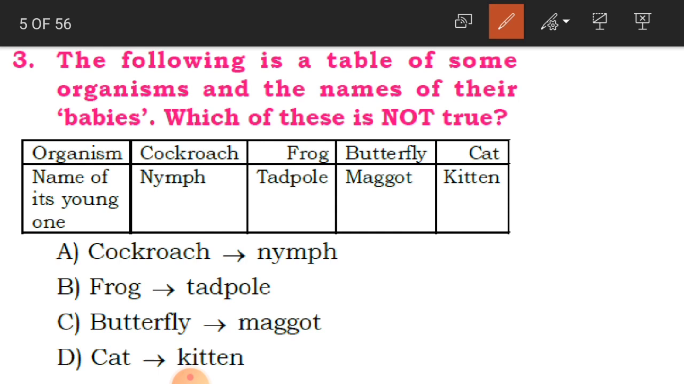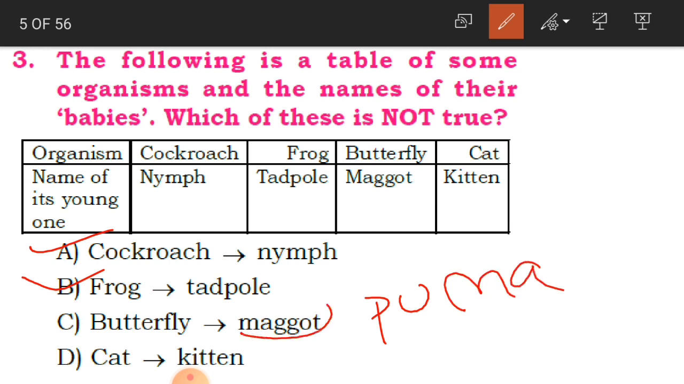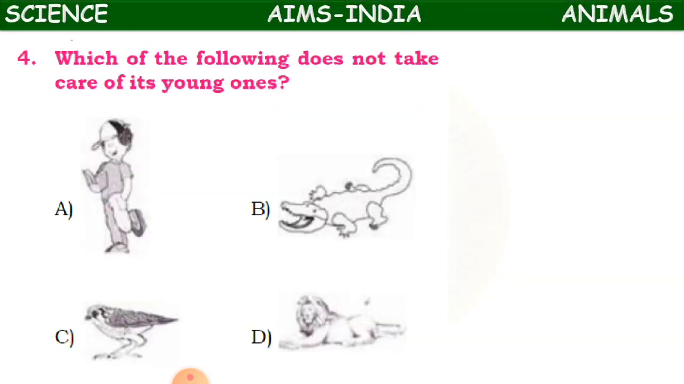Yes, A is correct. B is also correct. But C is wrong. Butterfly young one is called a pupa. It is not maggot. Okay children, and cat young one is called kitten. So A, B and D options are correct, whereas C is wrong. Okay children, so our answer is C option. Clear? Now we'll go with the fourth question.